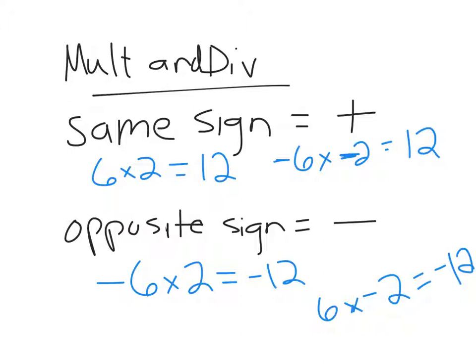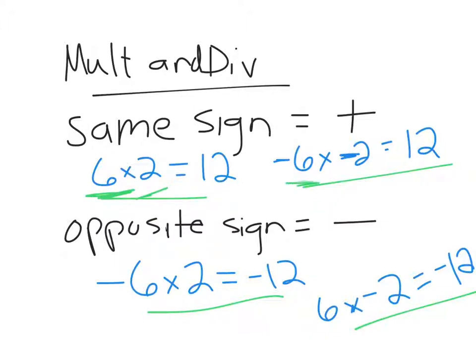So again, in all of these problems, you notice that the answer was always 12. So 6 times 2 will always be 12. But when 6 and 2 are both the same sign, so there they were both positive, the second one they were both negative, in both cases they were the same, so that's why our answer was +12.